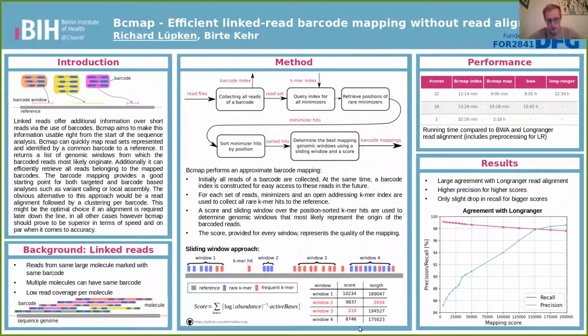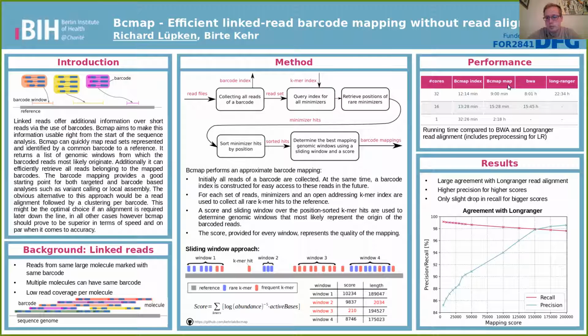So we then, as a result, get a list of possible mapping windows for the barcode and a score for every single one of them. And we can also filter them by length, so we do not trust too short windows. And the score can be used as an assessment of the likelihood that a mapping is correct.